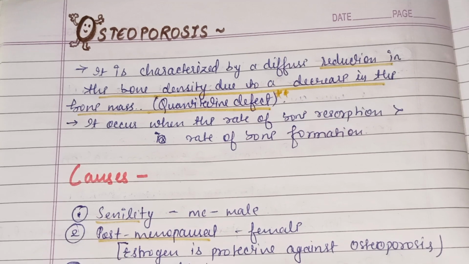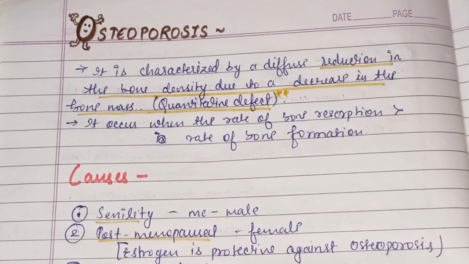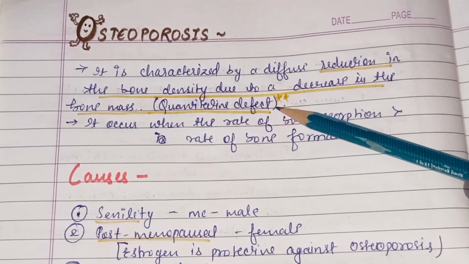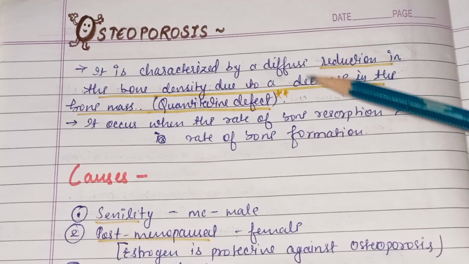Here we are going to discuss osteoporosis, which is a very important topic of orthopedics for final year students, for the university exam as well as for the next exam. Osteoporosis is a metabolic disease of bone which is characterized by a diffuse reduction in bone density due to a decrease in bone mass, that is called a quantitative defect, in which the density of bone mass is decreased.